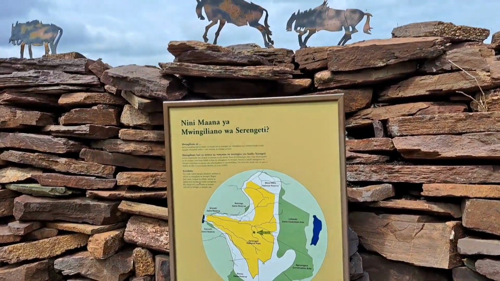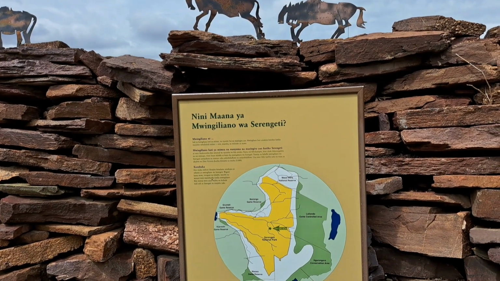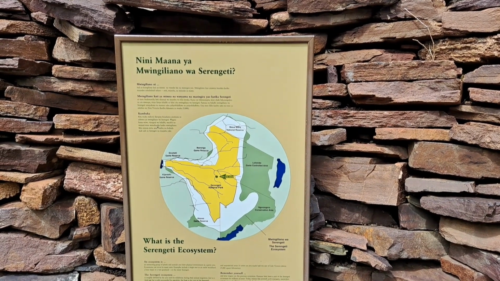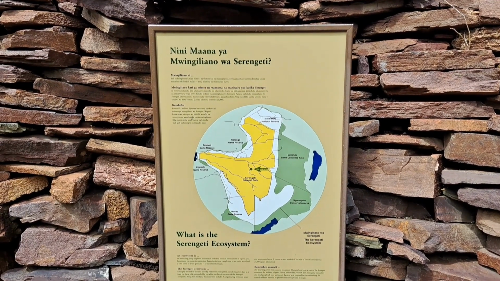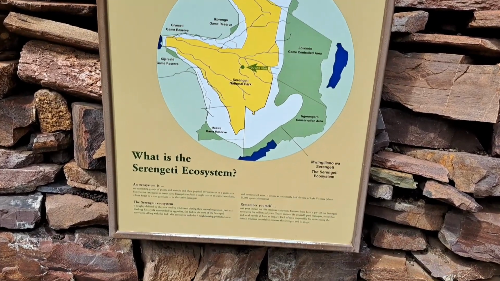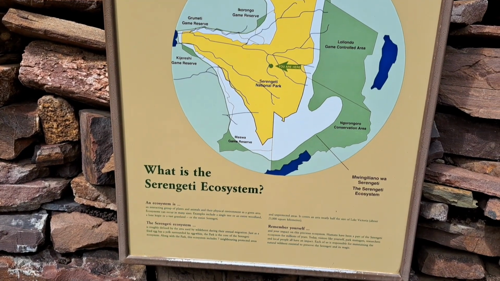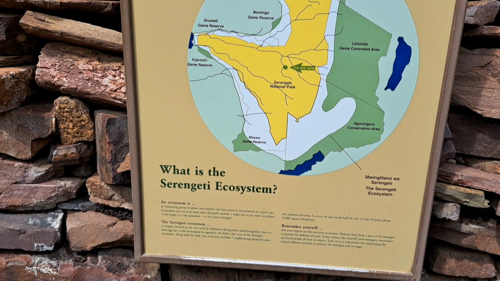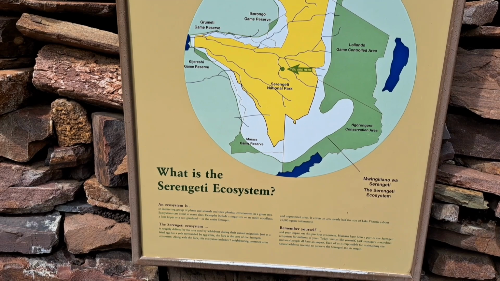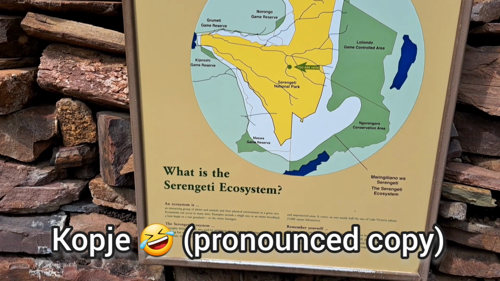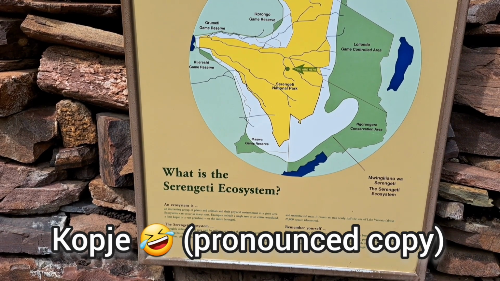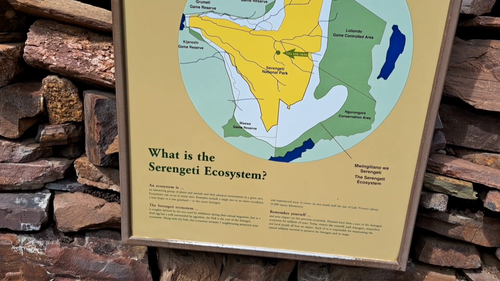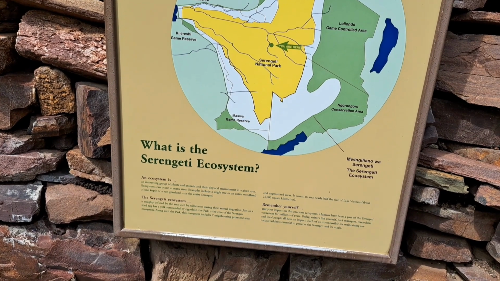So, what is the Serengeti ecosystem? An ecosystem is an interesting group of plants and animals, and their physical environment in a given area. Ecosystems can occur in many sizes. Examples include a single tree or an entire woodland, a lone kopje or a vast green grassland, or the entire Serengeti. The Serengeti ecosystem is roughly defined by the area used by the wildebeest during their annual migration.